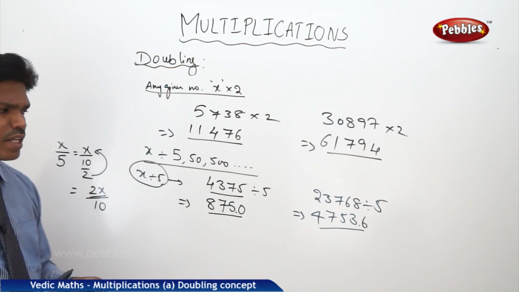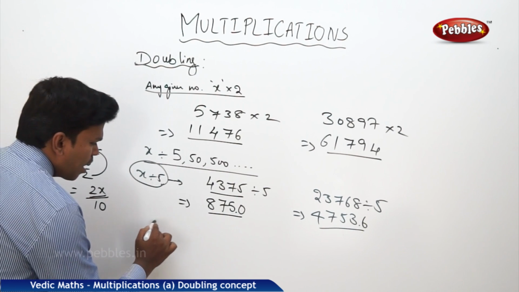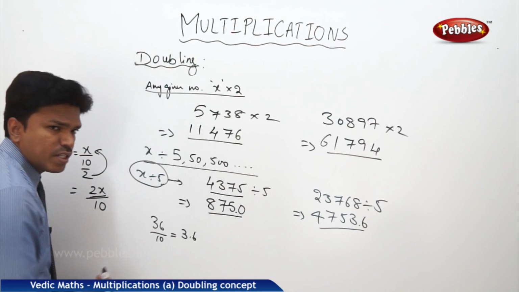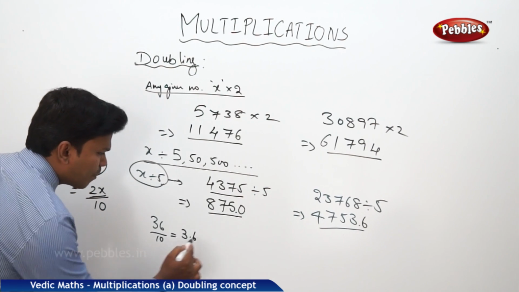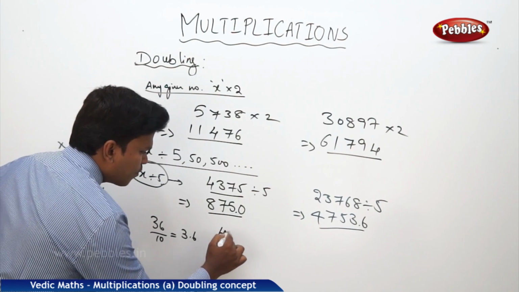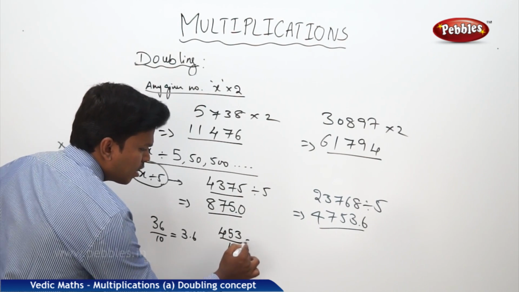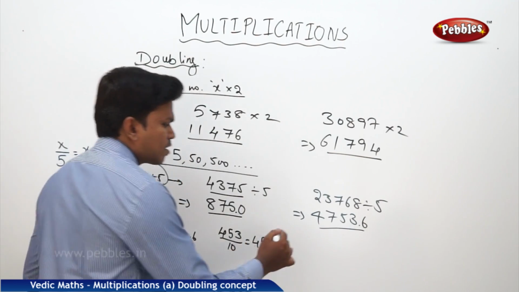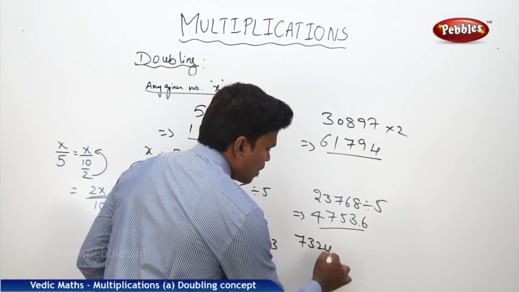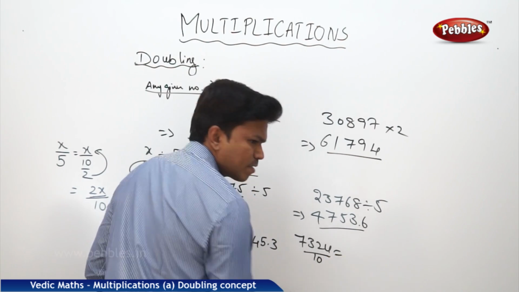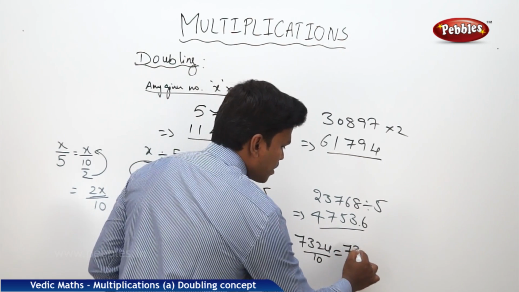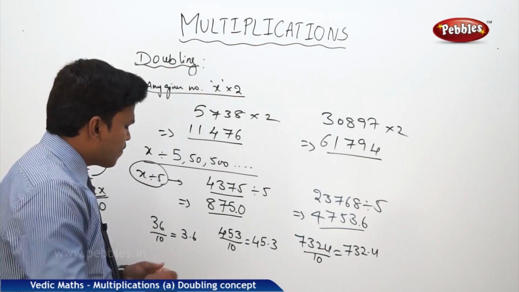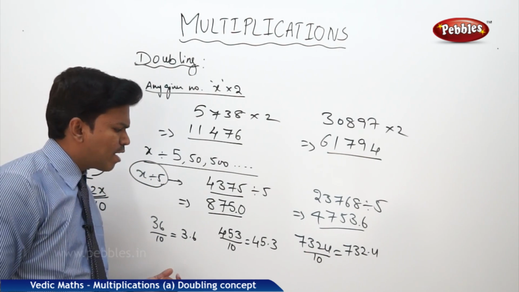Yes or no? For example, I want to divide 36 by 10. Is my answer 3.6 or not? Yes. If I want to divide 453 by 10, what will be my answer? Yes, exactly 45.3. Suppose you take 7324 divided by 10, what will be your answer? It will be 732.4. Yes or no? If you observe in every division, when I am dividing by 10, what is happening?